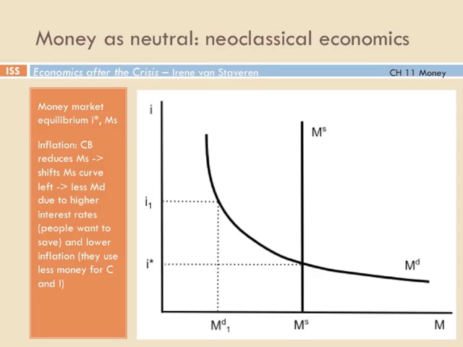If the central bank shifts the money supply curve to the left, the interest rate will increase. And when people are confronted with higher interest rates, they like to save their money because they earn money on their savings account. They spend less money on consumption and they need less money for investment or speculation.